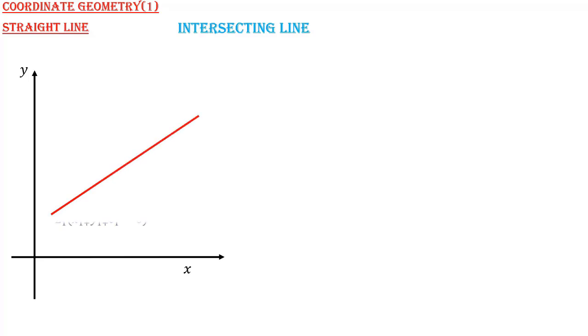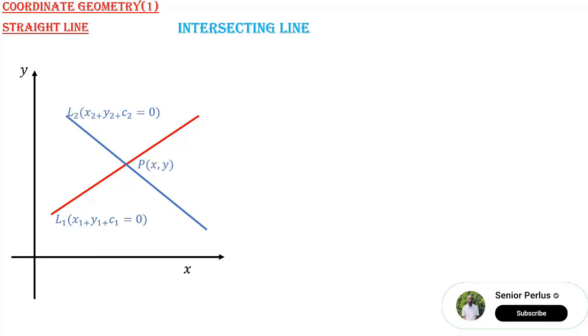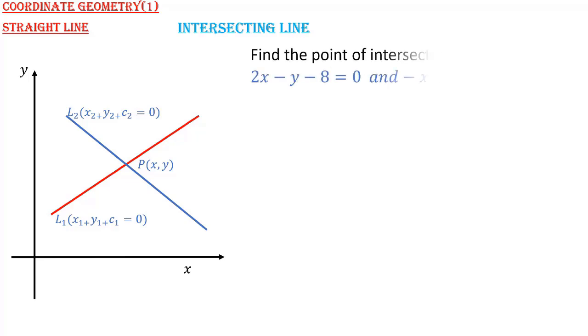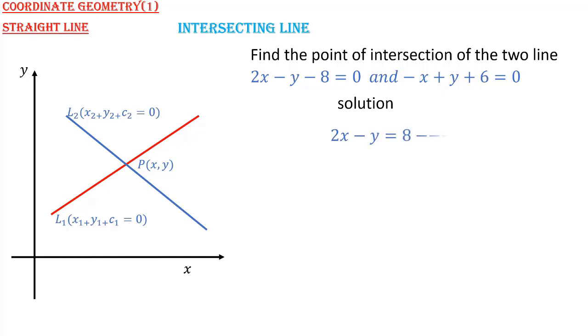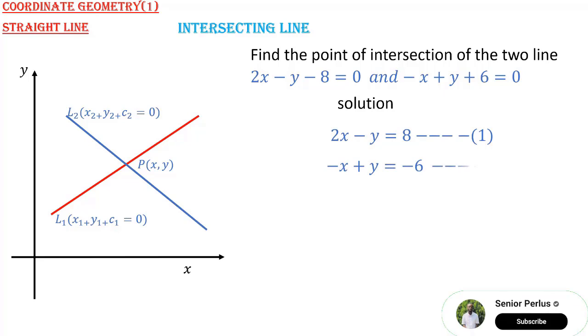So this is our first line, that's L1, and our second line, that's L2, and the point of intersection is P(x, y), and this must satisfy the two equations. So let's solve some examples. Find the point of intersection of the two lines. Solution. Our first one will be equation 1, and then our second one will be equation 2.